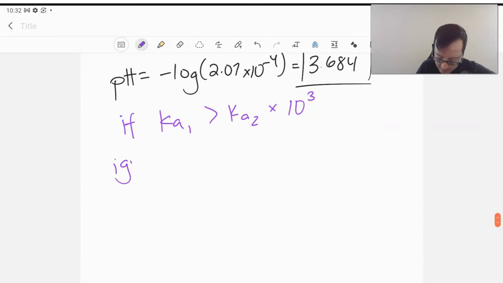we can ignore Ka2. And again, this relationship still holds for something like Ka2 versus Ka3, for something that's triprotic, meaning there's 3 acidic protons. So you can basically just ignore the next one. So say if Ka1 and Ka2 for phosphoric acid are pretty similar, but Ka3 is bigger than a difference of 10 to the third, then we could ignore Ka3. We just deal with Ka1 and Ka2.